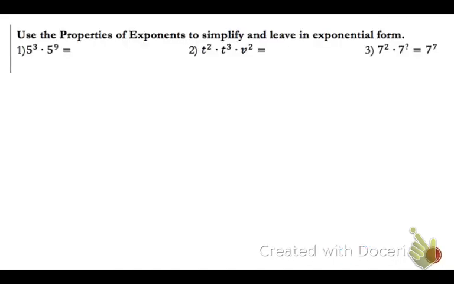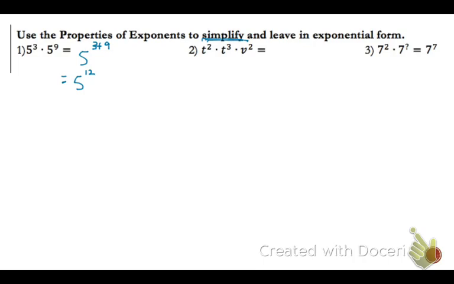Now let's practice the properties and simplify. We're going to simplify and leave it in exponential form. So number 1, notice that we're multiplying same bases, so we can add those exponents. So we'll have 3 plus 9, or 5 to the 12th. Now, since we were told just to simplify, that means we're going to leave it in exponential form. We're not going to evaluate it.